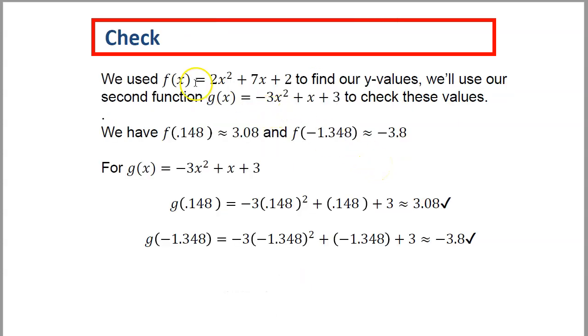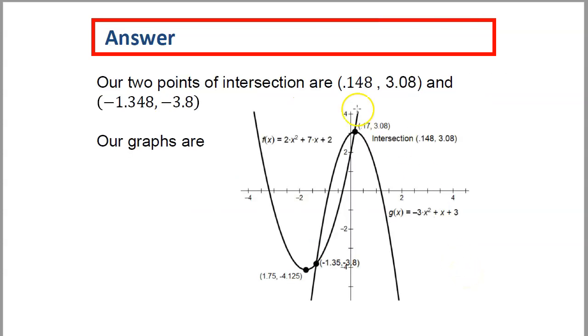We can check our work. We used f of x to find our y values, so if we put our x values for our points of intersection into g of x and compute, we should get the same number, and in both cases that we do. So our answer is our 2 points of intersection are 0.148, 3.08, and negative 1.348, negative 3.8, and our graphs are given.